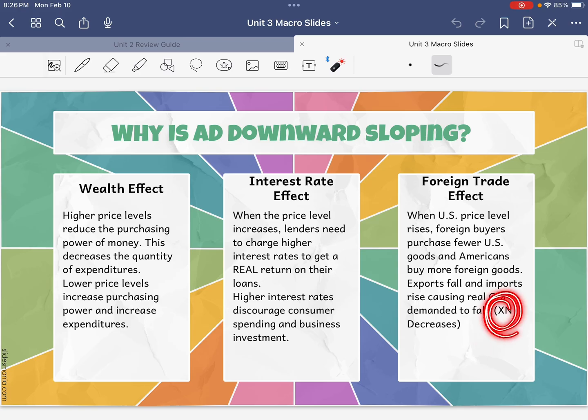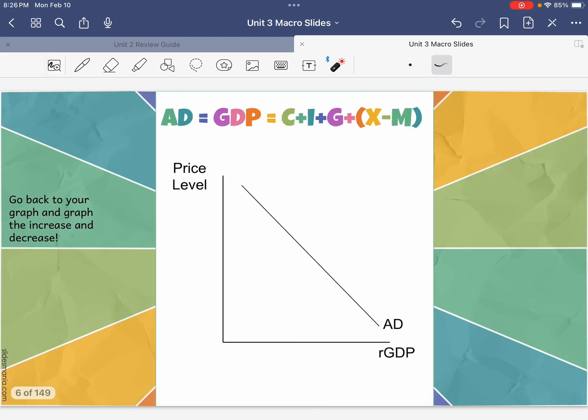Right here, this says XN. I meant to put X minus M. Sometimes on the AP exam, net exports will be called XN. Just keep that in mind. All right, here we go. You read it, you understand it, moving forward.